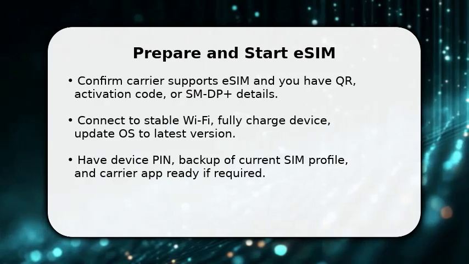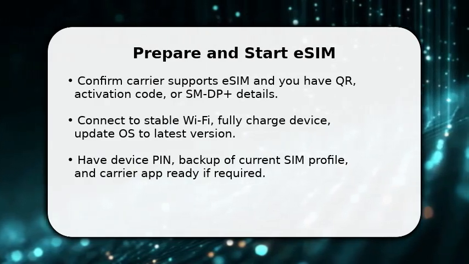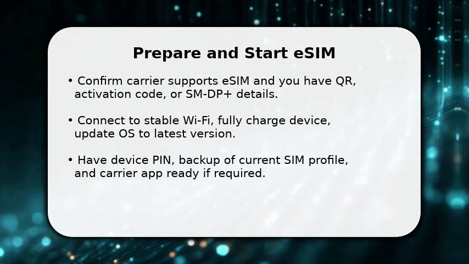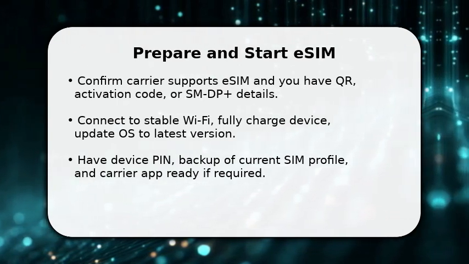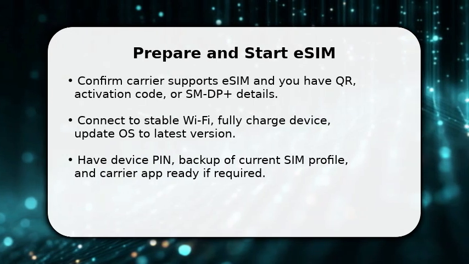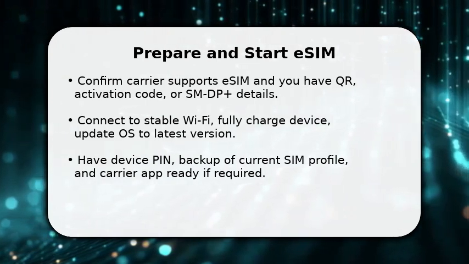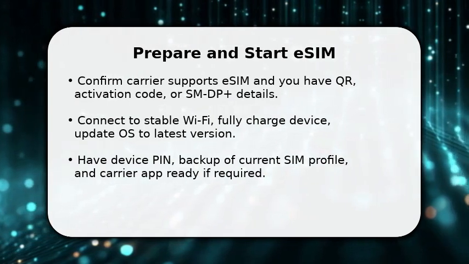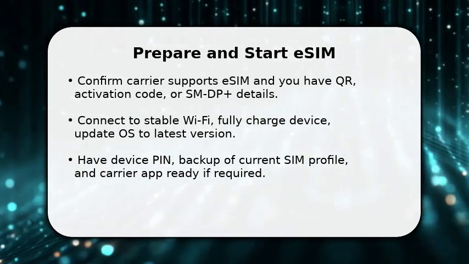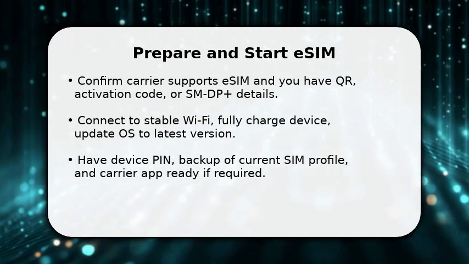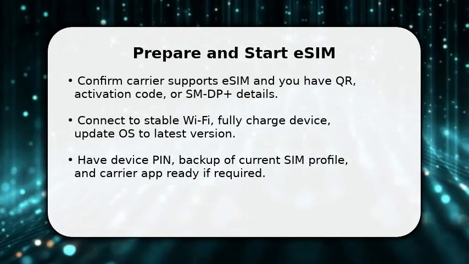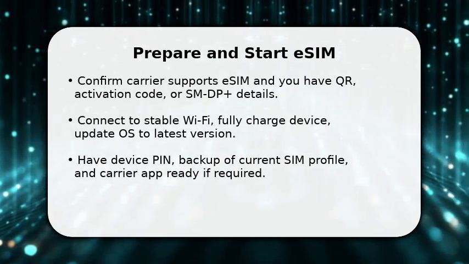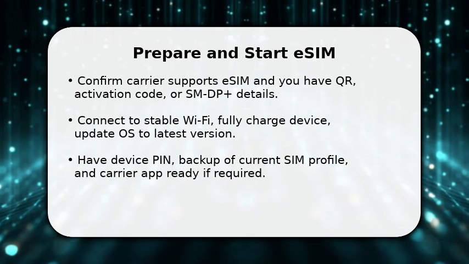You begin by confirming your carrier supports eSIM and that you have the QR code, activation code, or SMDP plus details. Once done, connect to stable Wi-Fi and make sure the device is fully charged and updated. This prevents mid-process failures. Now open Settings, go to Cellular or Mobile Data, and choose Add eSIM or Add Cellular Plan. Follow the on-screen scanner or select Manual Entry.